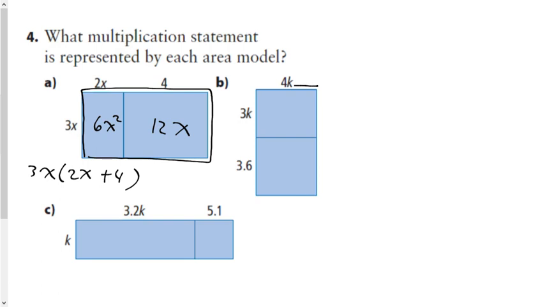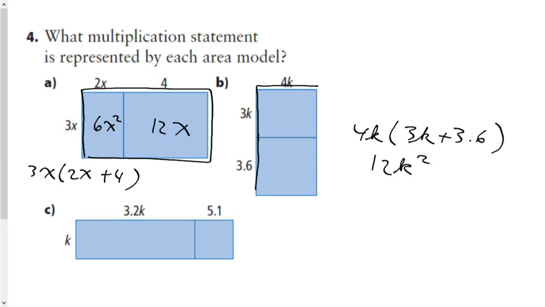Here, we have 4k multiplied by 3k plus 3.6, or 4k multiplied by 3k plus 3.6 is the multiplication statement for that. Don't need the answer, but if you did, it would be 12k squared plus 14.4k.